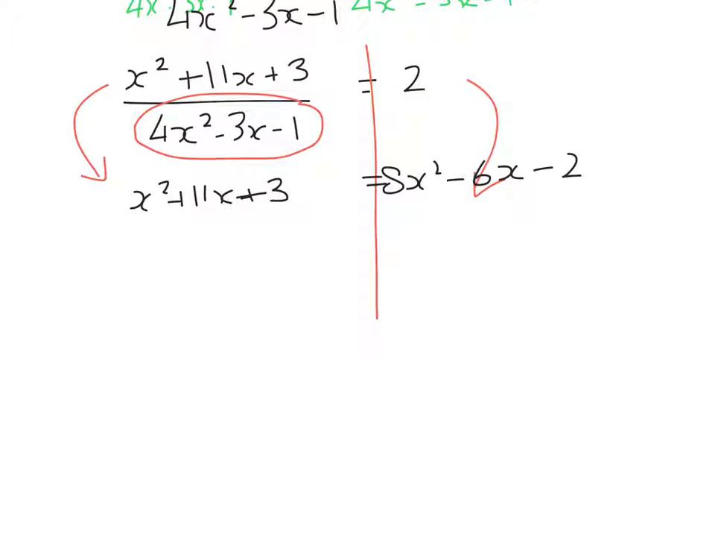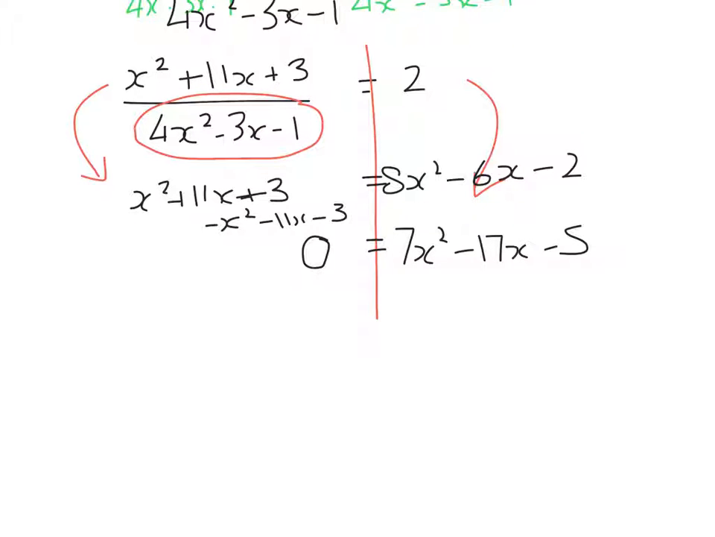Now to do that, what I need to do is get everything equal to 0. So I'm going to do that by taking everything away from this side. I'm going to make this side equal to 0. So I'm going to take away the x squared, and that's going to make that 7x squared. I'm going to take away the 11x: minus 6x take away 11x is minus 17x. I'm going to take away the 3: minus 2 minus 3 is minus 5.